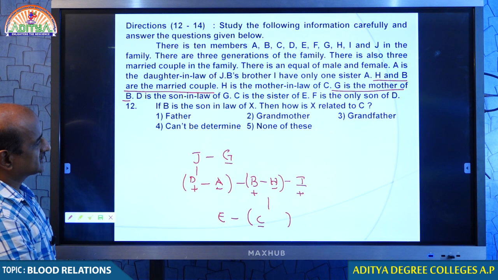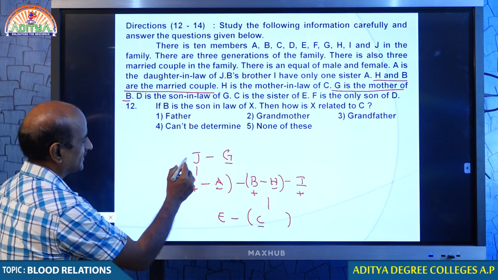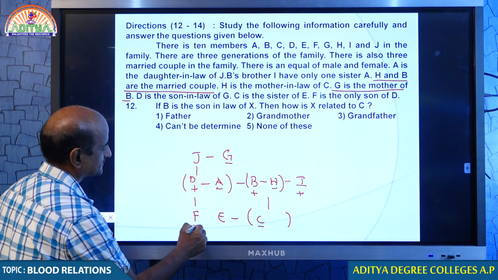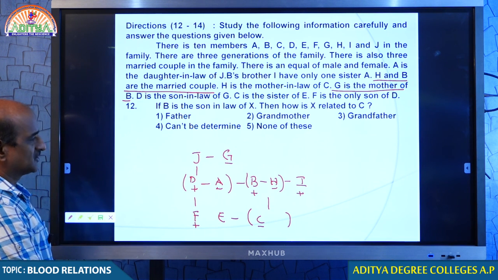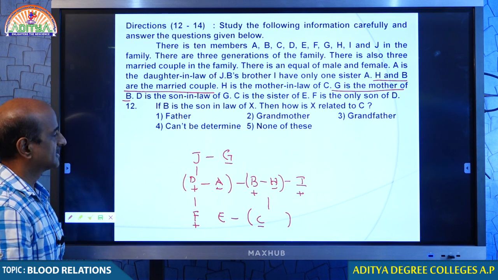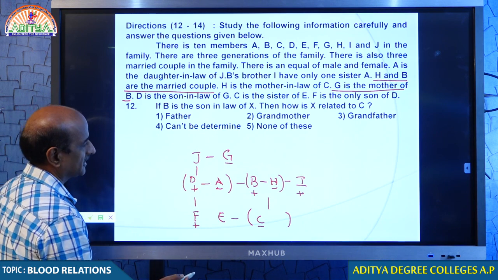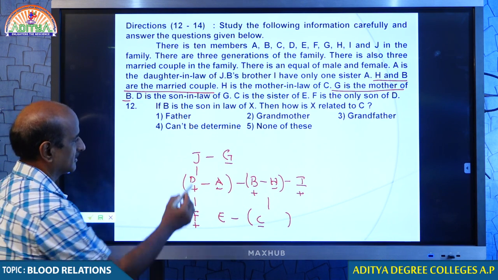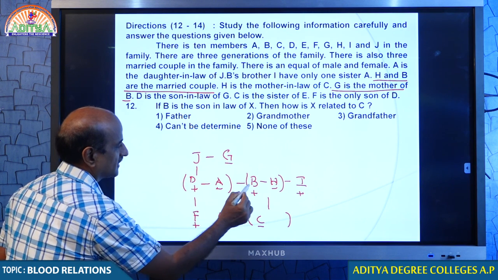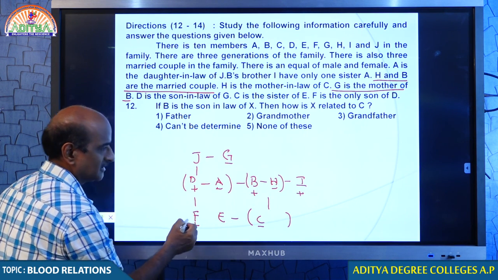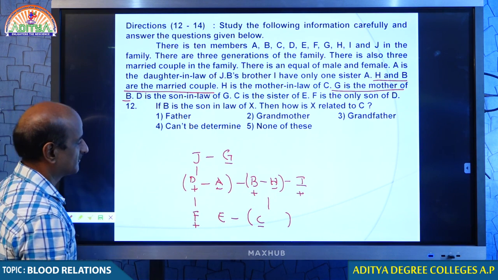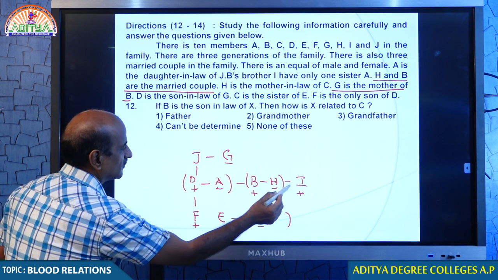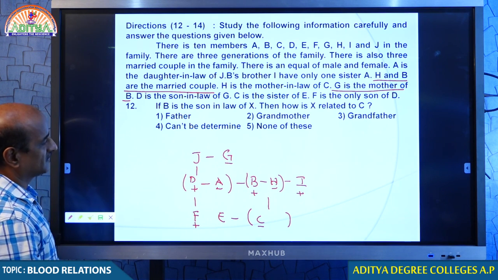F is the only son of D. Here is F. Check it out, my dear students. How many couples? 1, 2, 3 couples. How many persons? 10. 1, 2, 3, 4, 5, 6, 7, 8, 9, 10. How many males? 5 males. Check it out. 1, 2, 3, 4. Fifth male is missing, and 5 females.